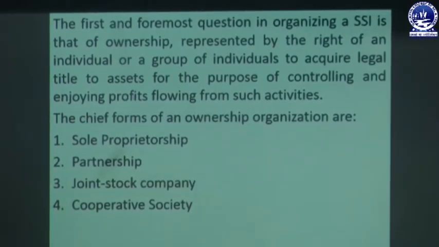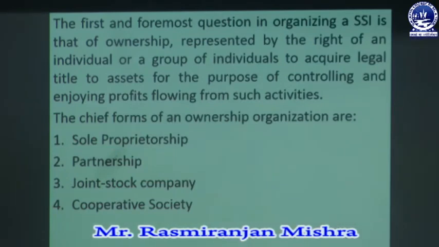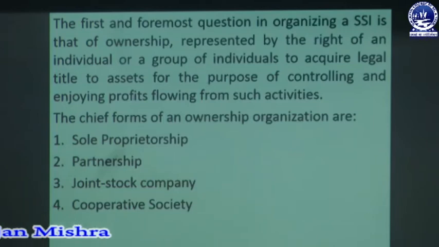The first and foremost question in organizing an SSI unit is that of ownership, which is represented by the right of an individual or group of individuals to acquire legal title to assets for the purpose of controlling and enjoying profits from such activities. So the chief forms of ownership organization are: one, sole trader or sole proprietorship; second, partnership organization; third, joint stock company; and the fourth, cooperative society. So these are the different forms of organization started by an entrepreneur or by different entrepreneurs combined together. We will discuss these four forms of organization one by one.